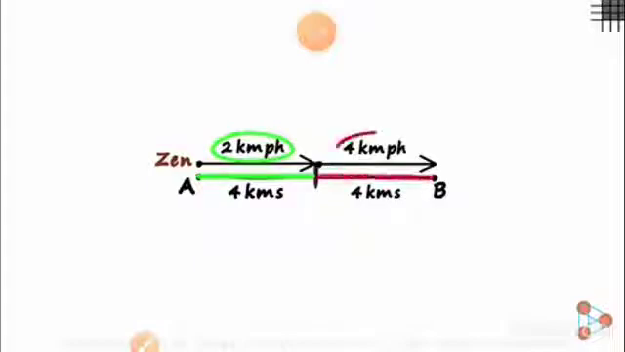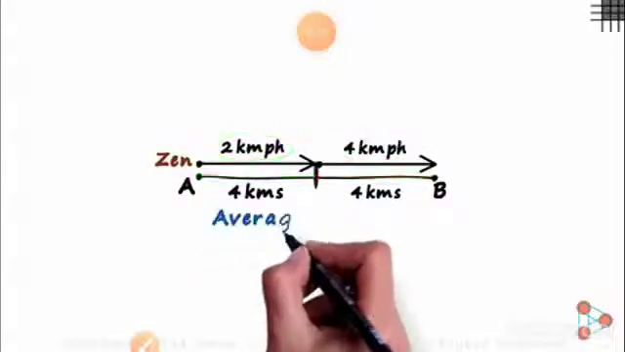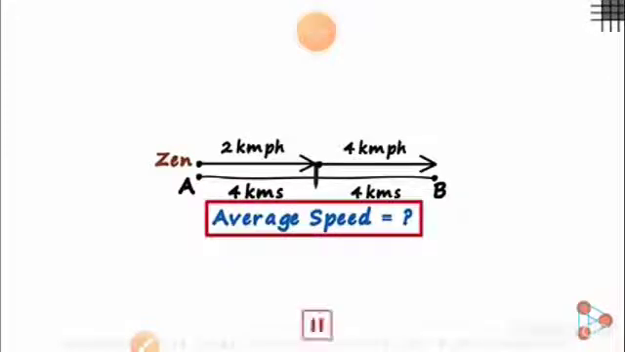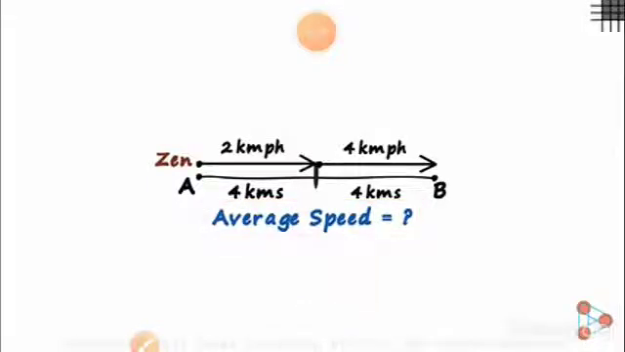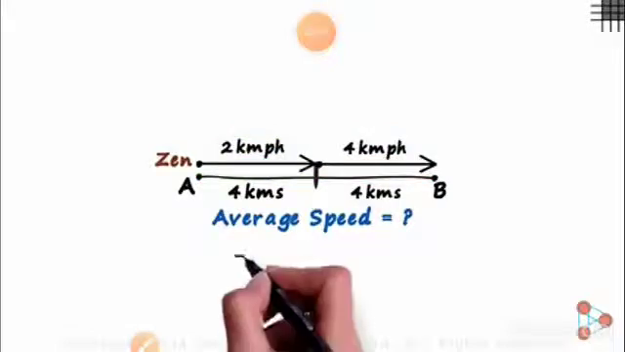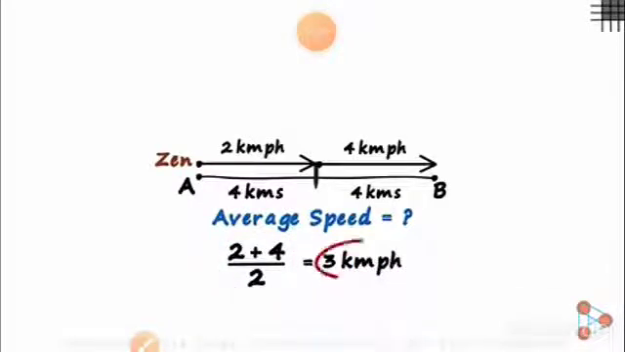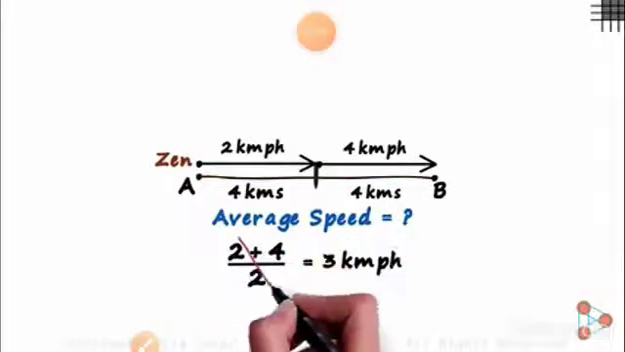Now we have to calculate the average speed. For the first 4 kilometers he travels at a speed of 2 kilometers per hour, whereas for the remaining 4 kilometers he has traveled at 4 kilometers per hour. What will be the average speed? Many students make a mistake. They just add 2 plus 4 divided by 2, and they get 6 by 2, that is 3 kilometers per hour. But this is the wrong way to calculate. So this method is wrong.